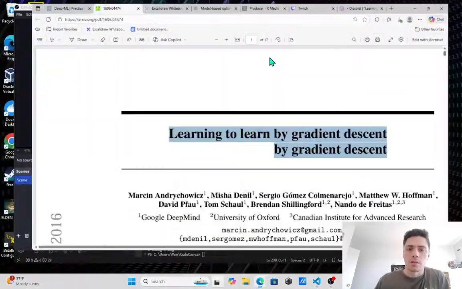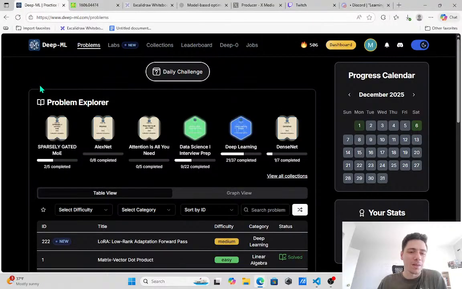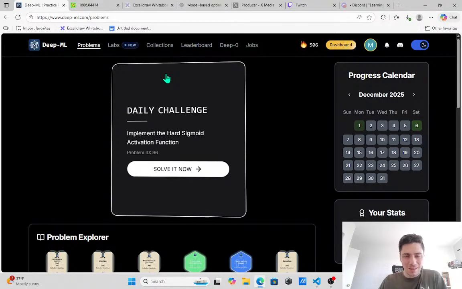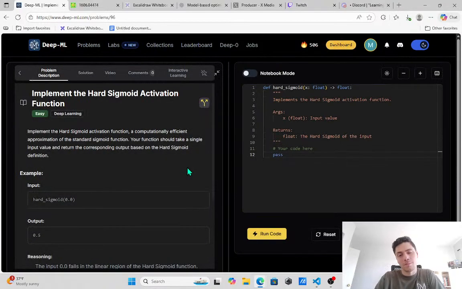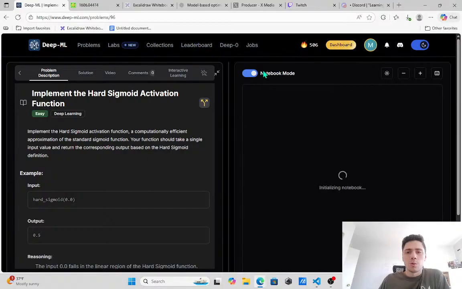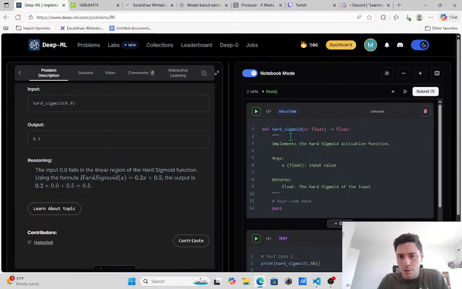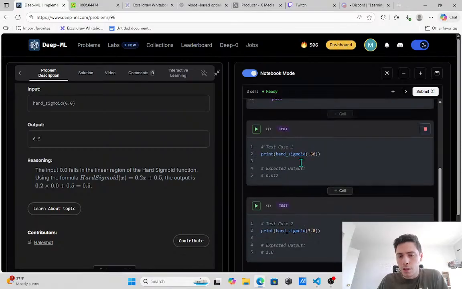We got some pretty exciting things that we've been working on. I'm going to show off one of the new features, just on today's daily question, the Hard Sigmoid function. We basically have a new notebook functionality, which I think is better than the regular solving a question. It gives you the starter code here, and it gives you 2 test cases. So test case 1, test case 2.